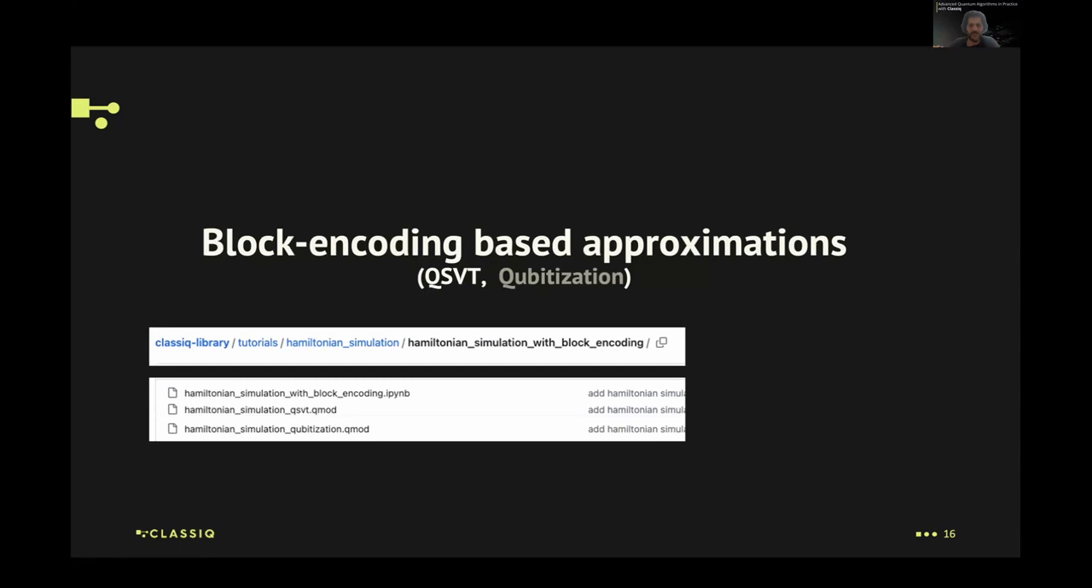Okay, so this was for the product formulas. I will go back to it at the end, maybe to say a few words about Q-drift. And now I want to move to the other technique, which will be based on QSVT, and it is related to block encoding based approximations. In this path, you can see a notebook, Hamiltonian simulation with block encoding, and there you can see implementation of these two techniques. I will focus only on the QSVT one.